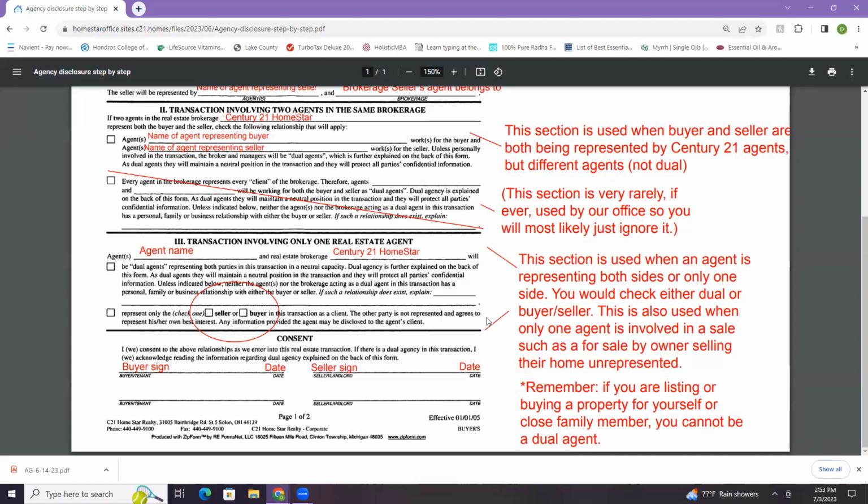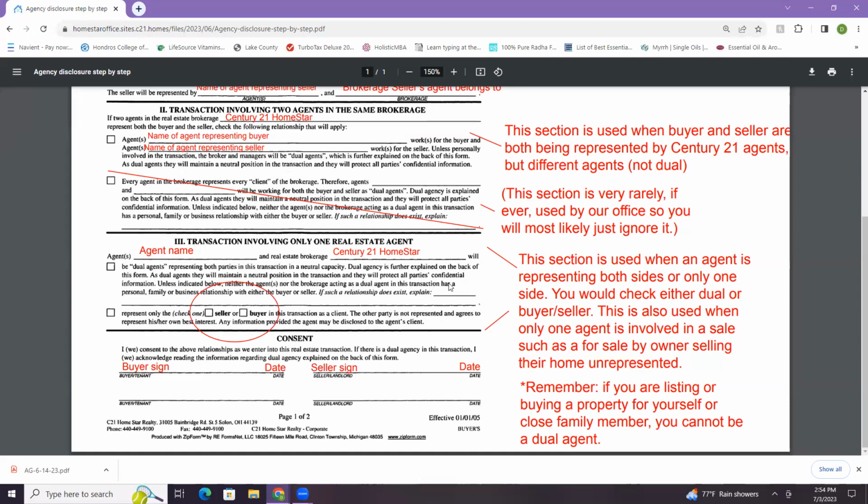Homestar agents, definitely contact me or even Julia or Tony if you have questions about whether you should be a dual agent or not, because we definitely have some advice to give you as far as that goes.